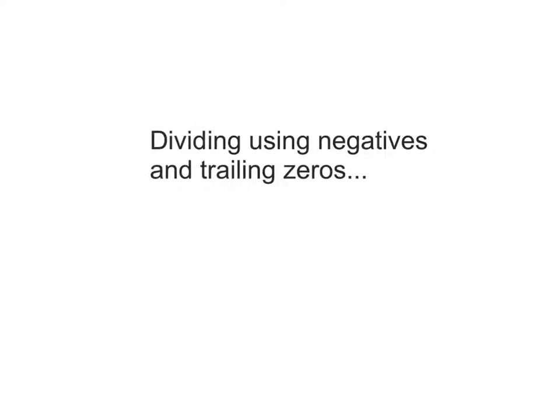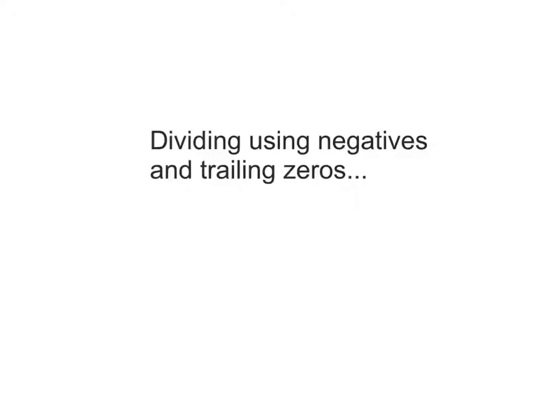We're now going to look at dividing when there's negatives and using trailing zeros. Now hopefully you've remembered from last time, and you might want to write a little note about it to remind yourself again, that when you multiply and when you divide, negative signs always come in pairs. It's the same with multiplying and dividing, the same rule applies.